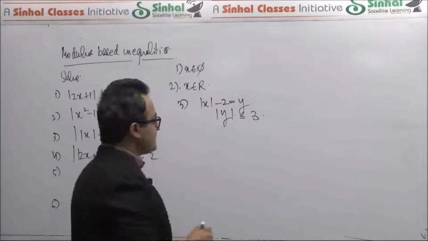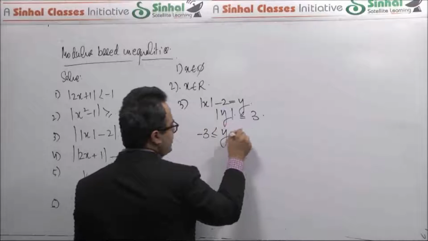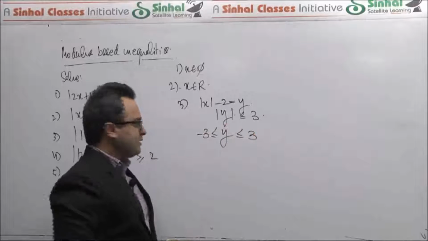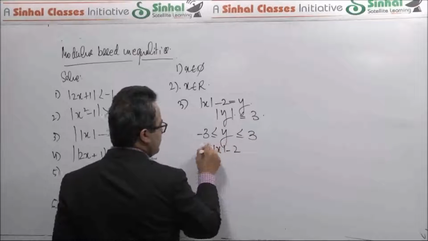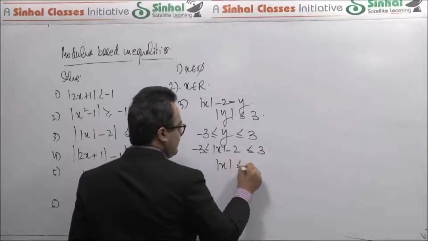So mod of y is less than or equal to 3, but we already know from that y will lie between minus 3 and 3. Right, if mod of y is less than or equal to 3, then y has to lie between minus 3 and 3. Replace the value y back, so mod of x minus 2 is between minus 3 and 3. So x must be between 5 and minus 1.